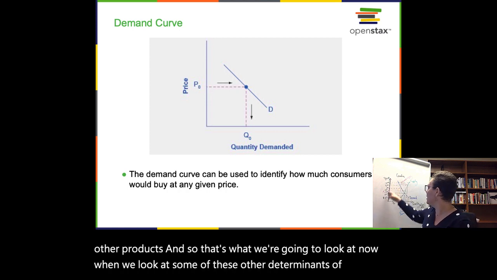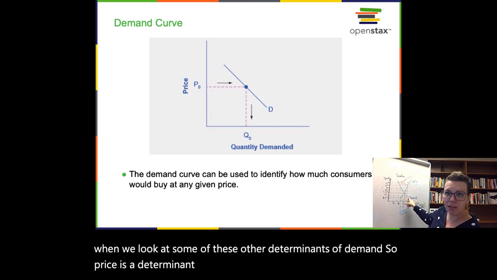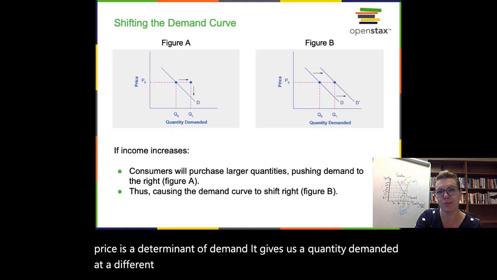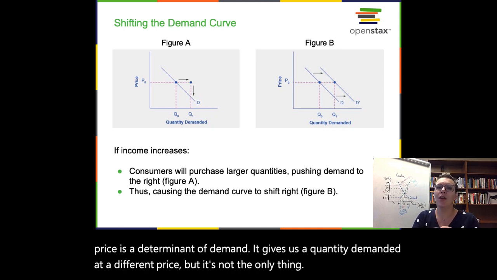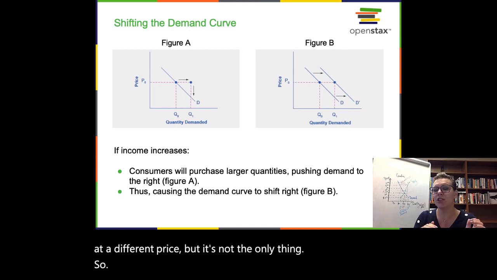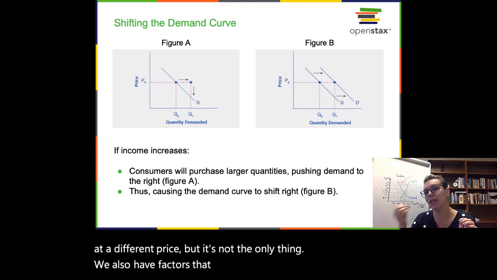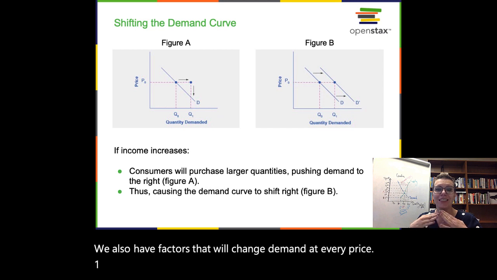So price is a determinant of demand. It gives us a quantity demanded at a different price, but it's not the only thing. So we also have factors that will change demand at every price. One of those factors is income.